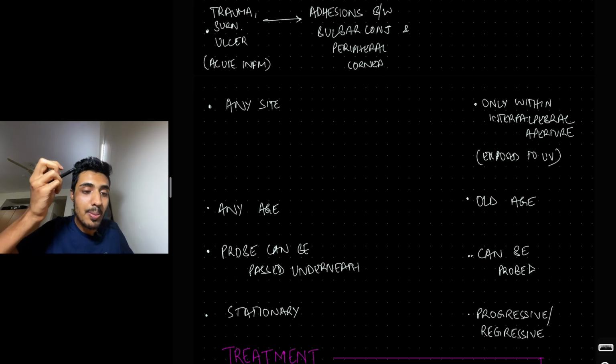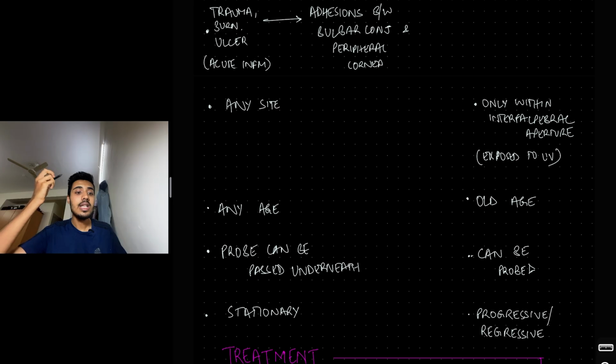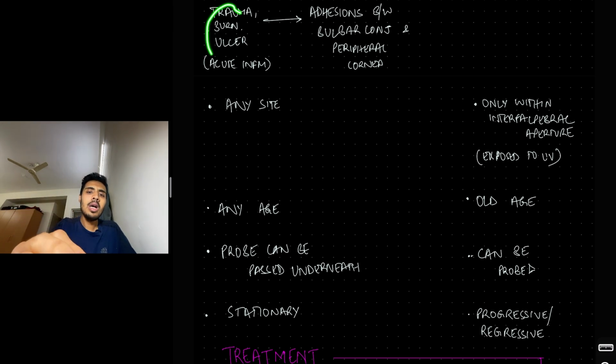Basically, the part exposed to sunlight. As I said, it is because of UV exposure. So only in parts exposed to sunlight, only within the interpalpebral aperture. But with trauma, burn, ulcer, and acute inflammatory changes, pseudopterygium can be anywhere in the eye, any part. It need not be only in the interpalpebral aperture.